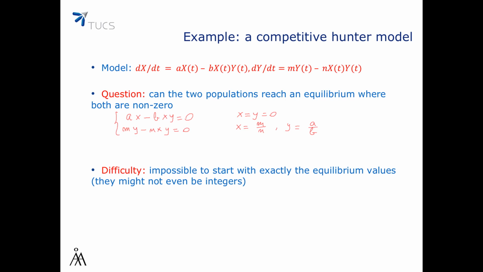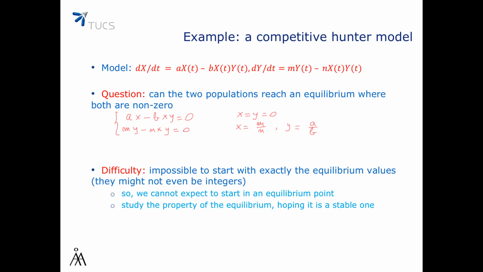So here is the difficulty. It's impossible to start with exactly the equilibrium values because they might not even be integers. So if we want to start with m over n and a over b, that's going to imply some practical difficulty. And since we cannot expect to start exactly in the equilibrium point, we will aim to start somewhere close to it. We will have to study the property of this equilibrium point, hoping that it's a stable one, meaning that even though we don't start exactly in the equilibrium point, the situation that we will get is a stable one where we have both species coexisting in the pond.